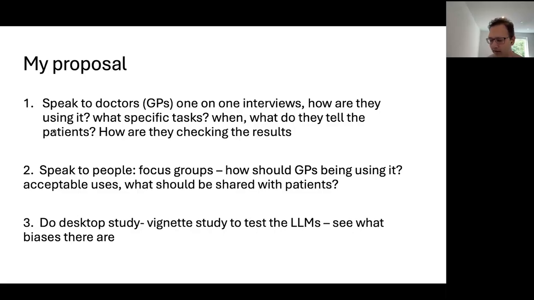And then finally, I think there's probably some experiments which I can do where I can test the LLM and see how accurate it is, perhaps for the uses that GPs are describing, and examining things like bias. If I put in one input but change the age, does it dramatically change the output of the large language model? Is it biased by age or any characteristic?